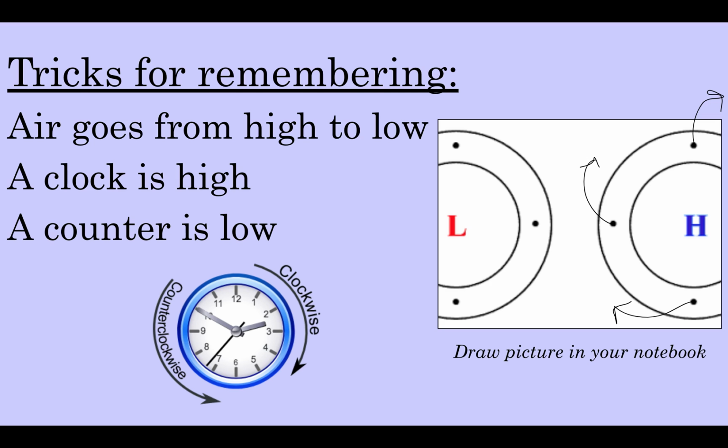But it doesn't go straight out. That air spins as it goes out, and it spins in the clockwise direction. And the way we remember that is a clock is high. So in the high pressure system, the air spins clockwise.